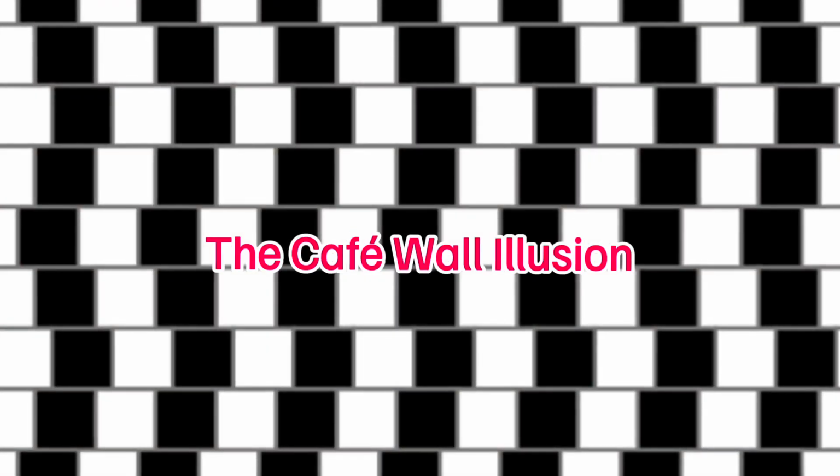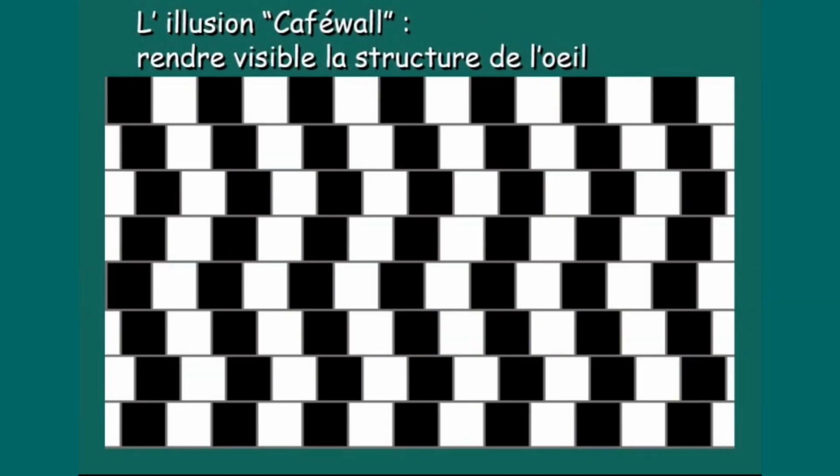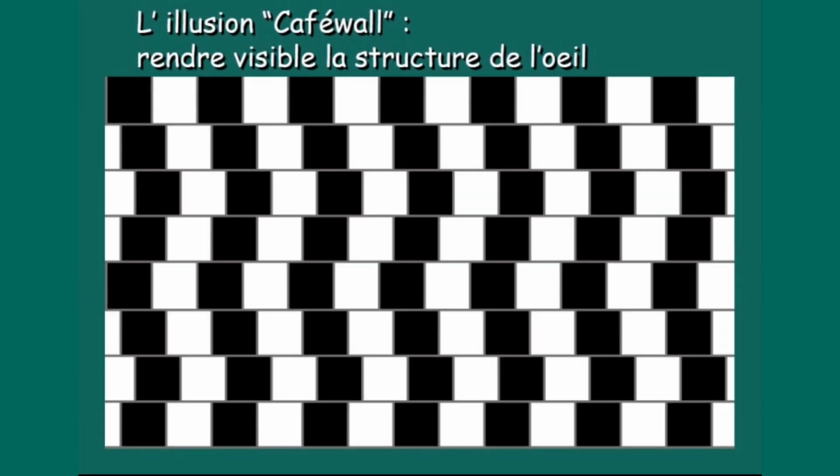The cafe wall illusion. When straight lines look crooked, what if I told you that these lines are actually perfectly straight? It might sound impossible, right? But that's exactly what's happening in the cafe wall illusion. At first glance, the horizontal lines in this pattern appear to be slanted, but in reality, they are all straight and parallel. This illusion occurs because of how your brain processes contrast and edges.